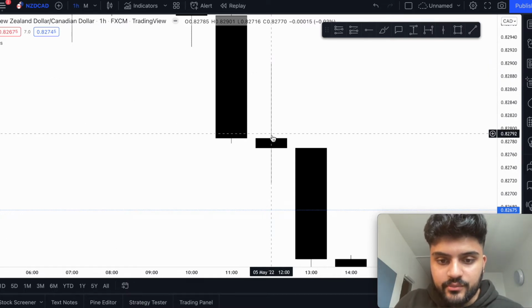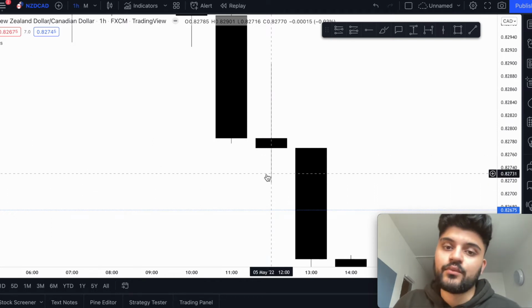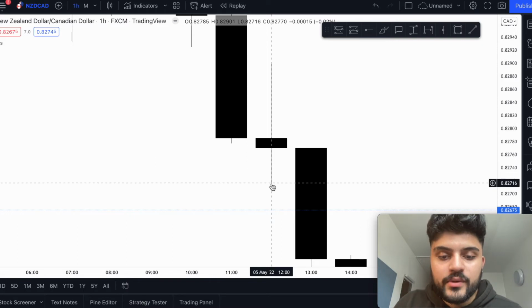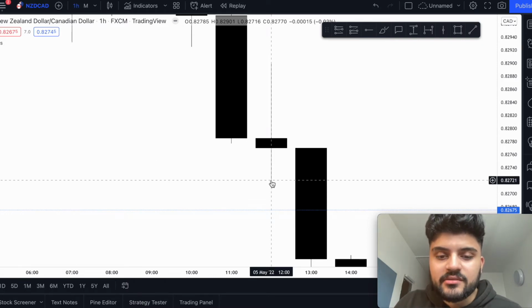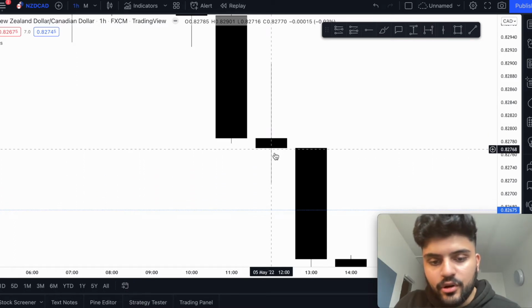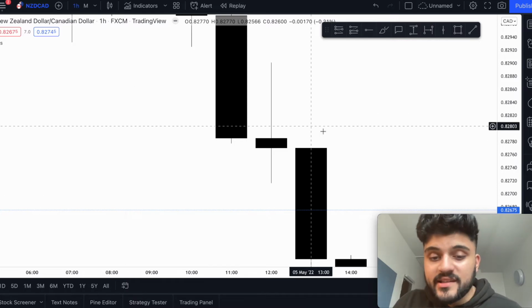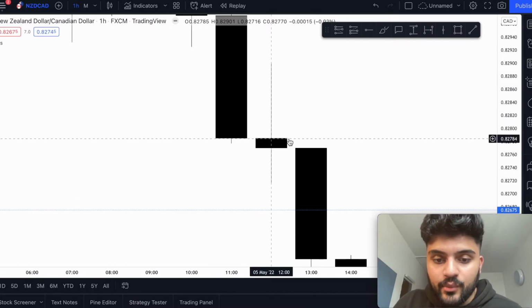It went all the way to this high, and then sellers were in the market, so they started pushing it down, pushing it down, all the way to the low. The low is 0.82716. It went all the way to the low, and then some buyers were still in the market. They started pushing it up, and they both compromised for this area, which is where it closed. Once again, it closed lower than where it opened, hence it's black.